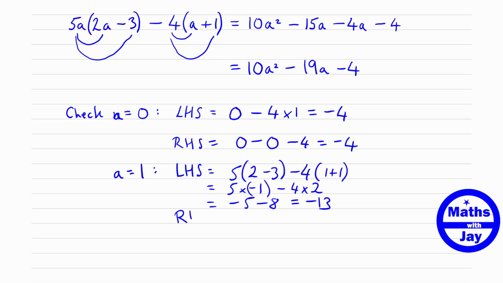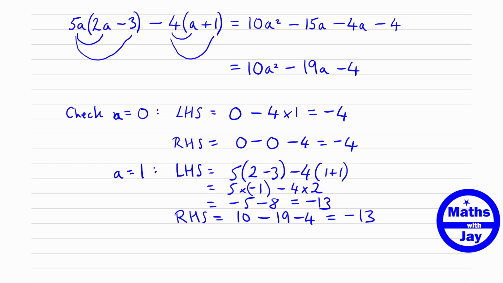So let's see what the right-hand side is. That's going to be 10 times 1 squared. So that's 10 minus 19 times 1 minus 4. So that's 10 minus 19 is minus 9. Subtract 4 gives us minus 13. So far, so good.